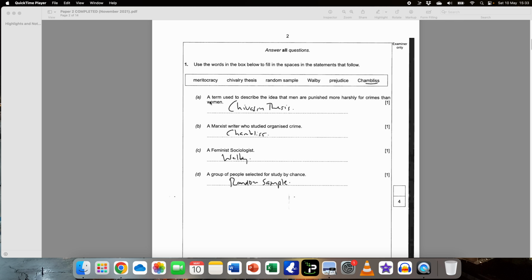1A, a term used to describe the idea that men are punished more harshly for crimes than women, is the chivalry thesis. A Marxist writer who studied organized crime. This is someone we haven't done, so it's a bit of an unexpected question, but Chambliss is the answer. A feminist sociologist is Walby. And a group of people selected for a study by chance, meaning random, so it's random sample. Should be a nice, easy 4 marks to start you off.